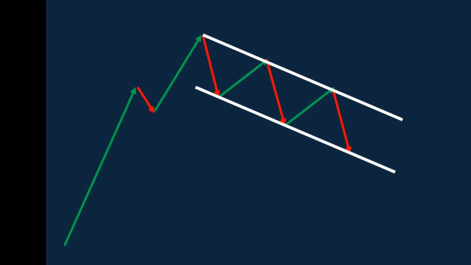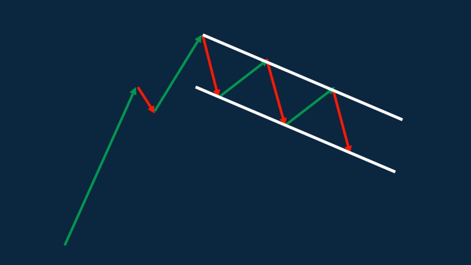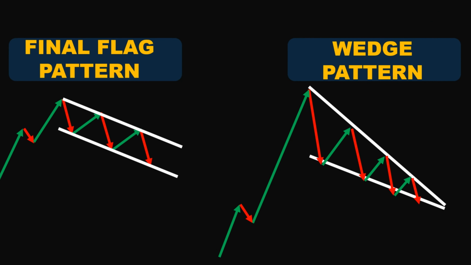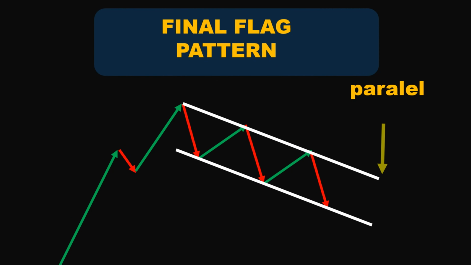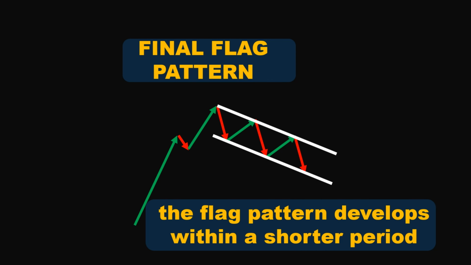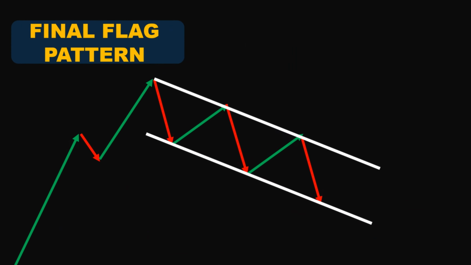In this section, we're going to study one of the most straightforward continuation patterns that develop in the middle of a robust trading market. The flag price formation is similar to the wedge chart pattern, but the lines that encapsulate the flag structure don't converge, but the support and resistance levels are parallel. The second significant difference is that the flag pattern develops within a shorter period.